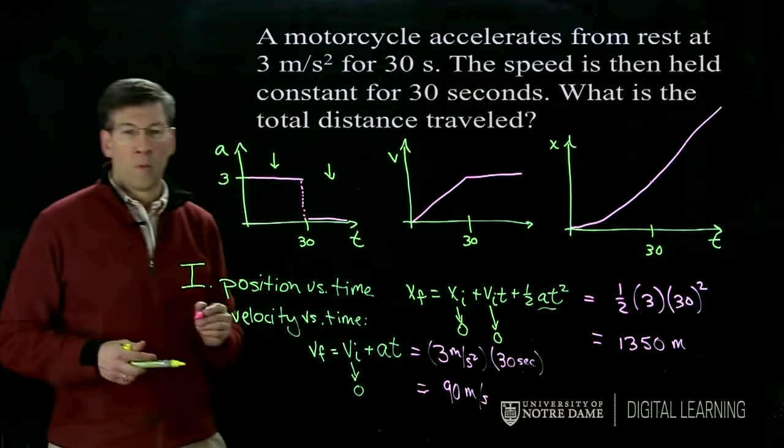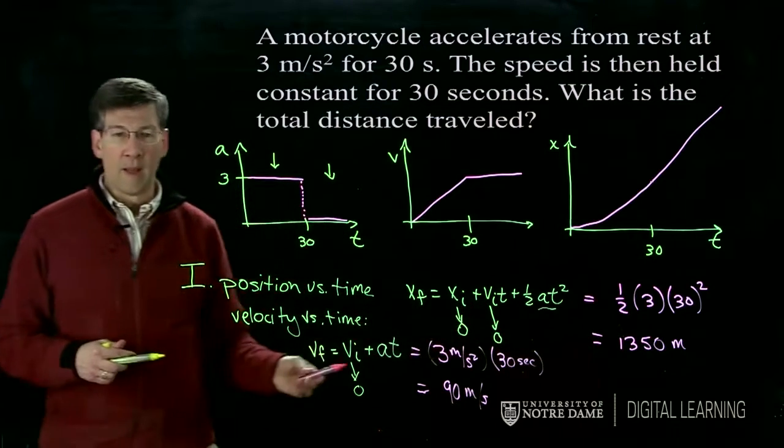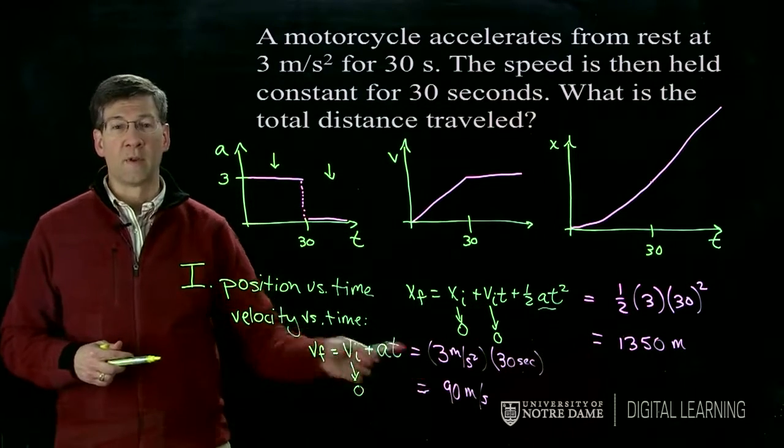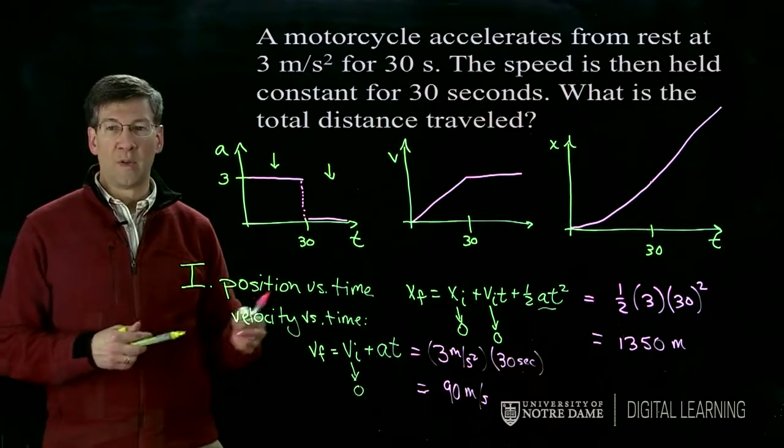So we've set this up. This is now the position at the end of the first epoch and the velocity at the end of the first epoch. And so now we can carry this forward to solve the second half of the problem.